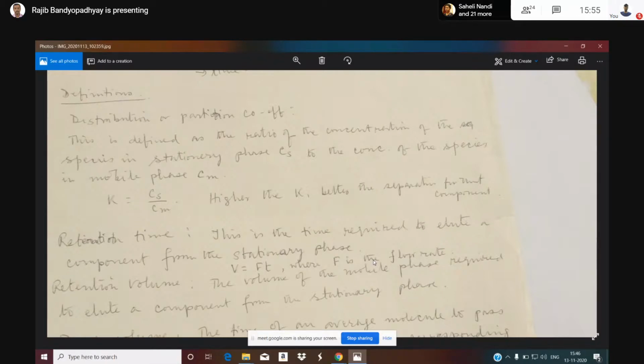So L, the total length of the column, can be expressed as L = N × H. From the chromatogram, we can find out the number of plates in a particular column, and this is one of the important specifications of a column. If you want to buy a gas chromatograph or a column, then you have to specify the number of plates per millimeter or, say, per centimeter.